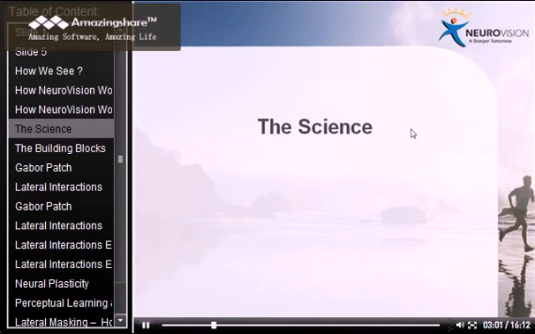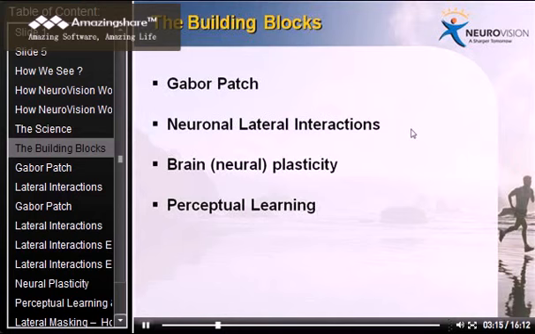So now that we understand that NeuroVision actually looks into the back end of the visual system and the way the perception is created in the brain, let's look a bit into the science and understand what actually happens in the brain and how NeuroVision improves that. The terms that you need to be familiar with and that you will find in the NeuroVision technology are the first building blocks, the Gabor patches, which I will demonstrate to you shortly. Then we'll talk a bit about neural lateral interactions that happen in the brain. We'll talk about neural plasticity in the brain and about a process called perceptual learning.